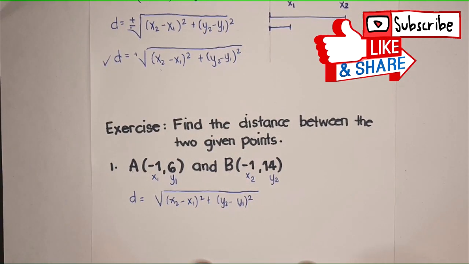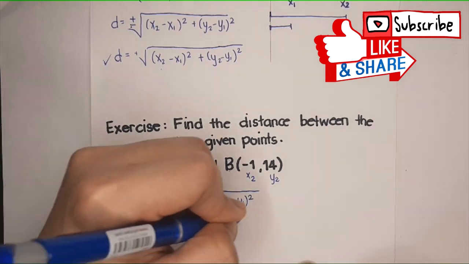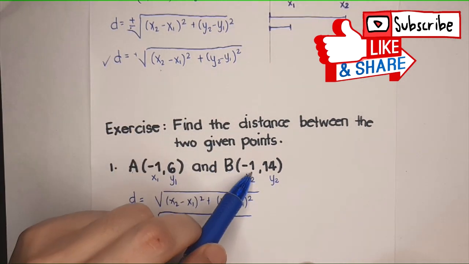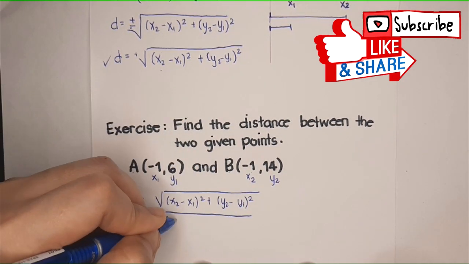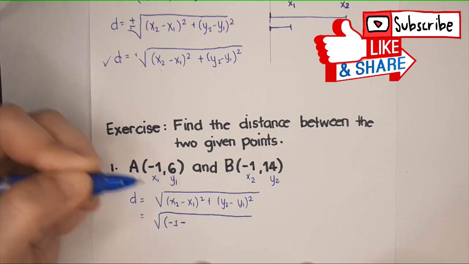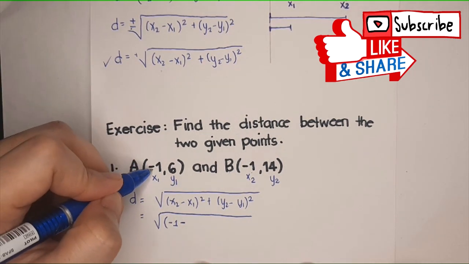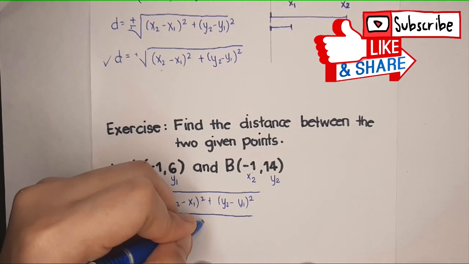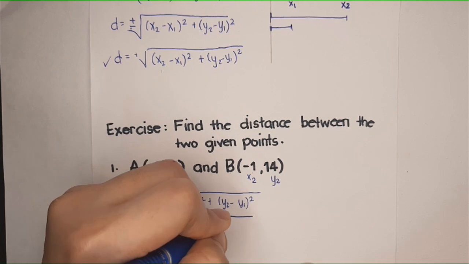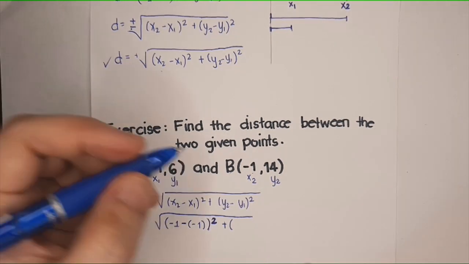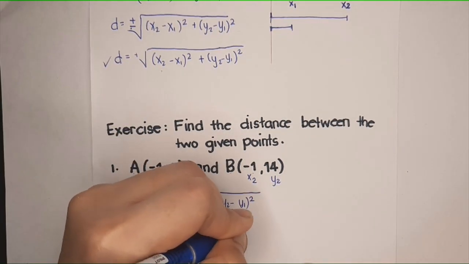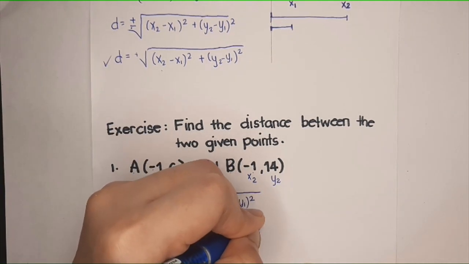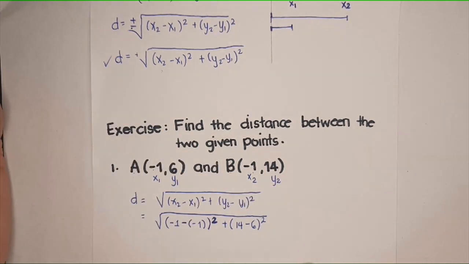Okay? And then, let's do substitution. Equals the square root of, okay, what is x sub 2? Negative 1. Okay, so I'm going to write negative 1 minus, what is x sub 1? Negative 1. So, you check. Okay, that's negative 1 squared. Okay? Plus, what is y sub 2? 14. Minus, y sub 1 is 6. And then, squared. Okay? And then you do the arithmetic.